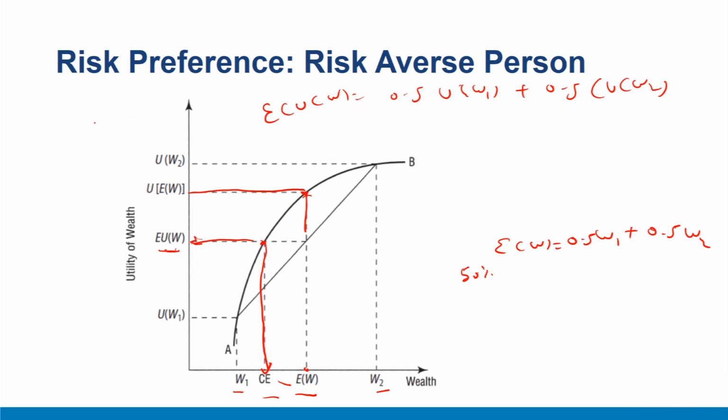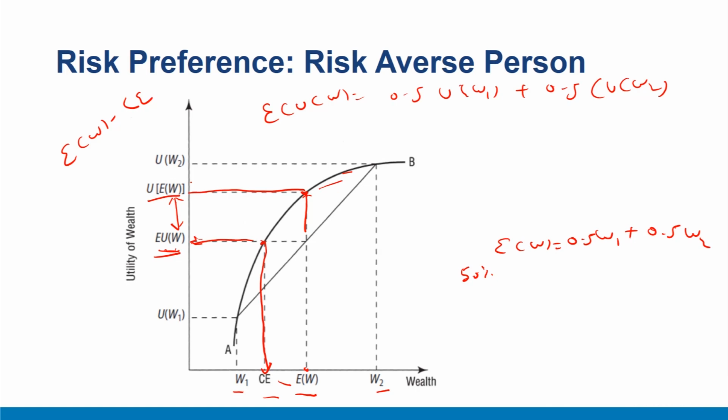The difference between these two amounts, that is EW minus CE, the certainty equivalent, is the risk premium that the individual is willing to give or take in order to take that risk or leave that risk. Also notice that for this kind of utility function, that is for a risk averse person, utility of expected wealth is greater than expected utility of wealth. The more concave the nature of this curve, that is downward sloping, the higher the difference between utility of expected wealth and expected utility of wealth, which is this gap. That is, the more risk averse the individual is, the higher this gap.